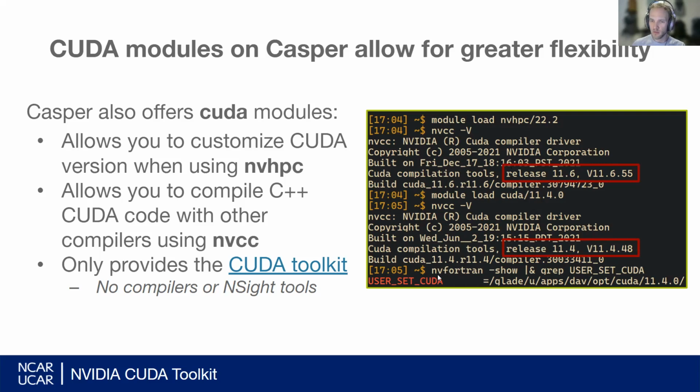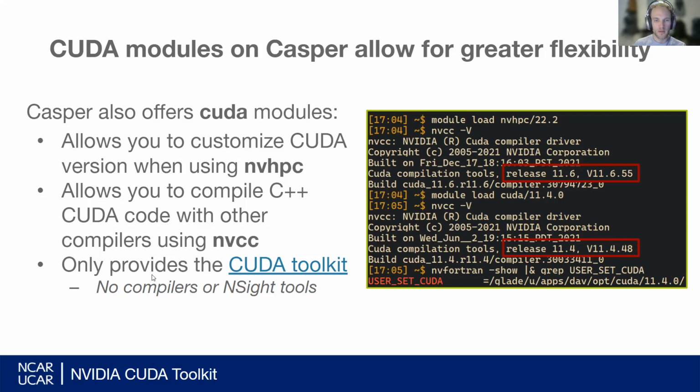So if I use some flags here and I say md4trans, show me my configuration, and I search for this user set CUDA variable, there's a few other ones that are indicative as well. We can see that it's picking up on that older version of CUDA that I've brought into my environment. So this allows you some flexibility in exactly which version of CUDA you're using relative to the NVIDIA HPC compilers. And again, it also allows you to compile C++ CUDA code with other compilers using that NVCC compiler driver.